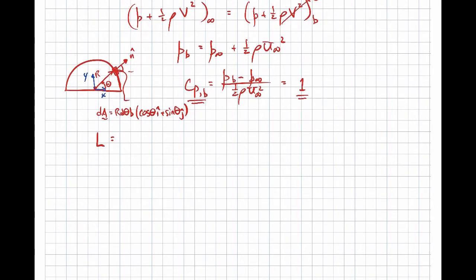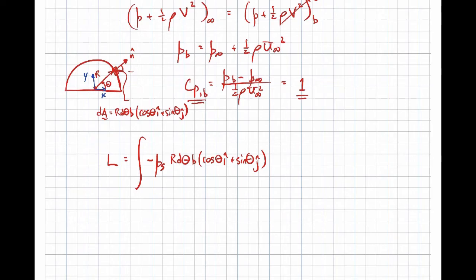And then we can get our vertical component of the pressure force by multiplying that pressure force times a sine theta. So the lift force will be the integral of the pressure, I'll just call it PS for the time being, times the area, r d theta times b, cosine theta i hat plus sine theta j hat. And then there's a minus because pressure acts inward, of course.